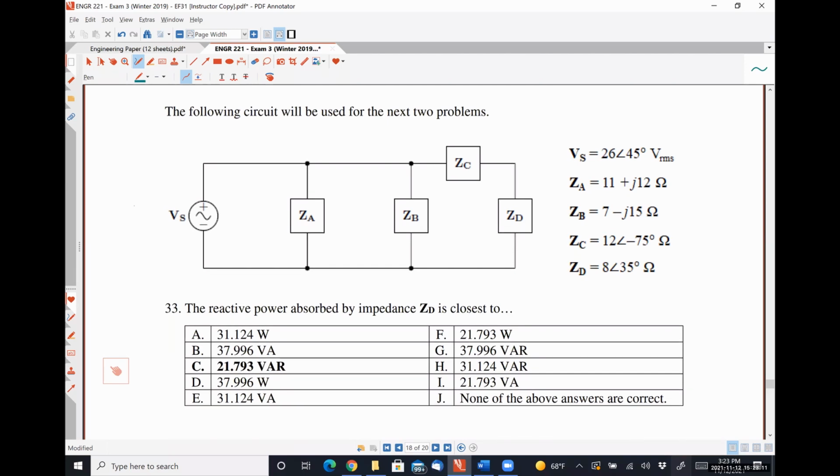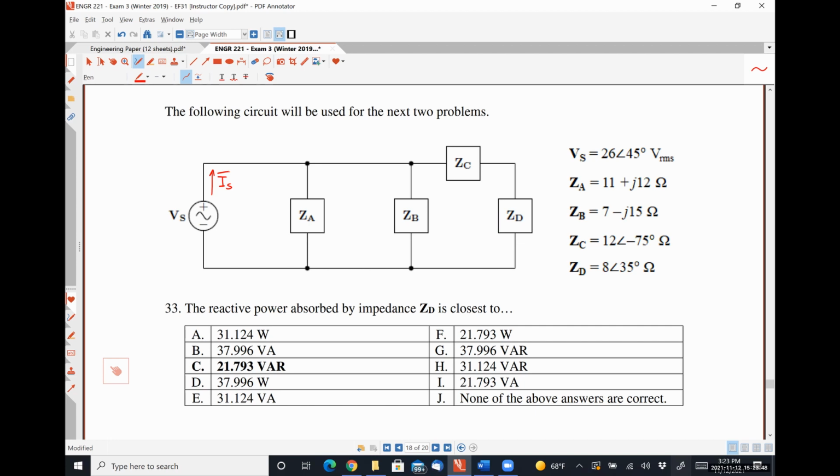I'm trying to think about how I want to approach this because there's a couple of different ways that I can do it. One way is to find what this current IS is. And when I know VS and IS, I can then determine the complex power supplied by the source. And then whatever angle I get is my power factor angle, and I can calculate it that way.